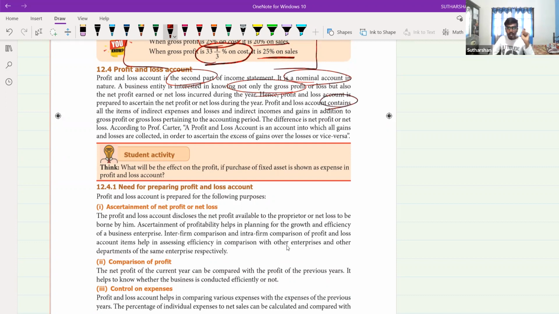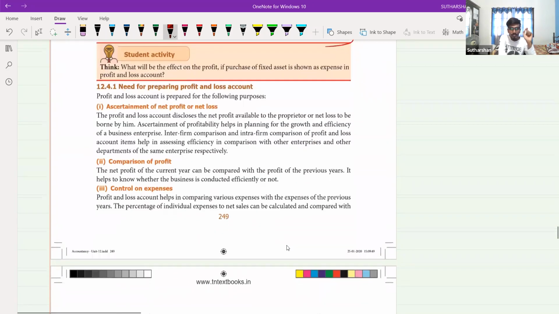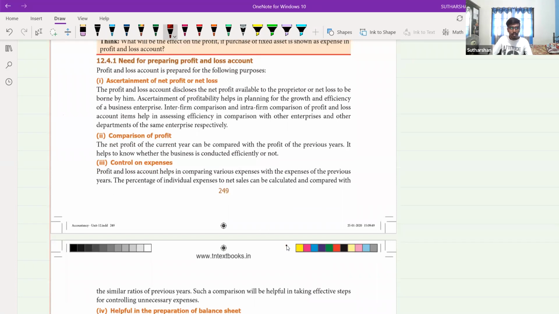The profit and loss account contains the items of indirect expenses and losses, indirect incomes and gains, in addition to gross profit and gross loss. The difference between net profit and net loss, according to Professor Carter, has some definitions you can easily read, and the need for preparing it is also a one-time reading.